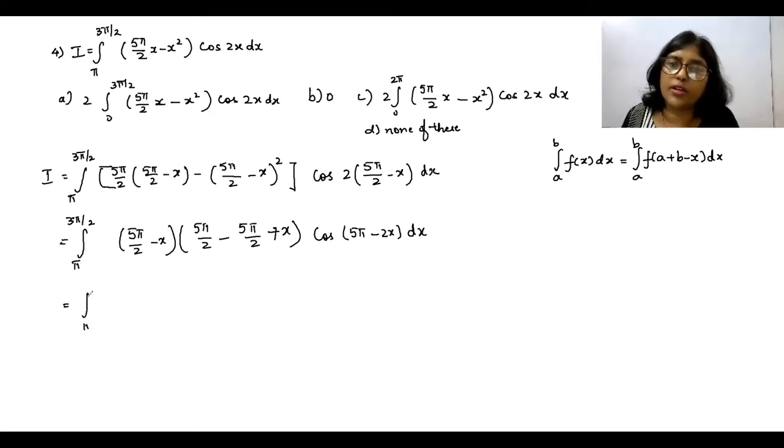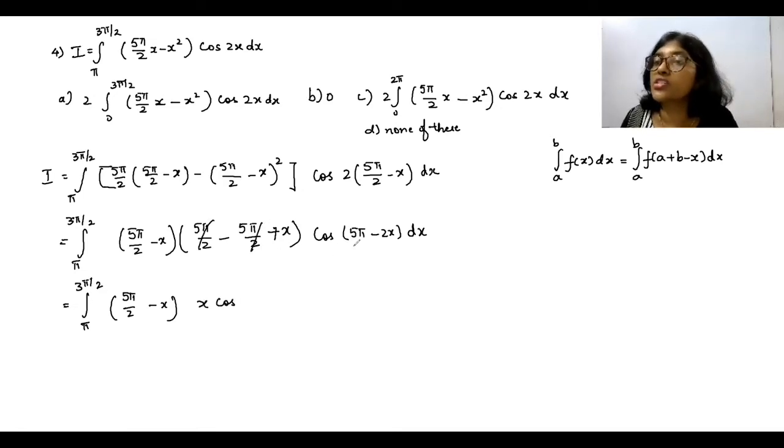So this becomes pi to 3 pi by 2, 5 pi by 2 minus x, 5 pi by 2, 5 pi by 2 cancel, x cos, now it is 5 pi minus 2x. That means it is in the second quadrant, which is negative. So let's put the minus here.